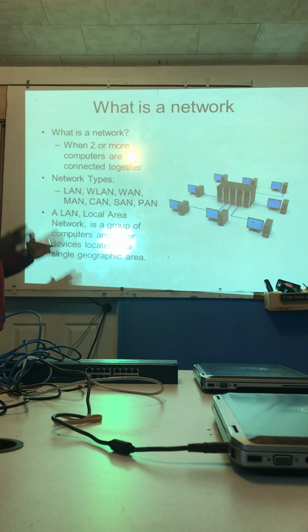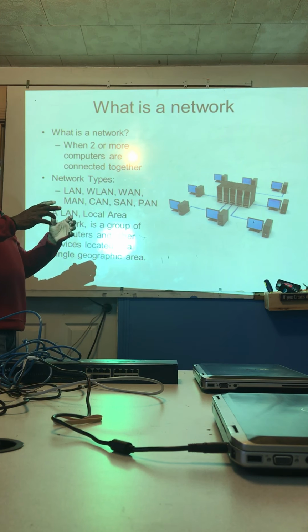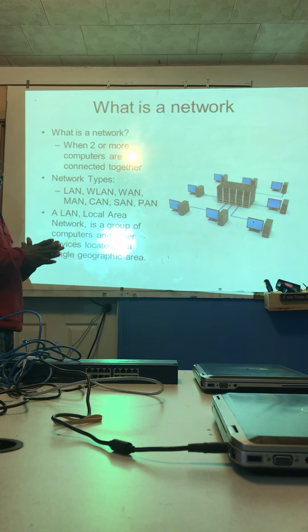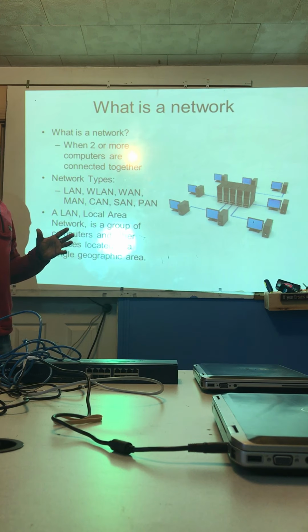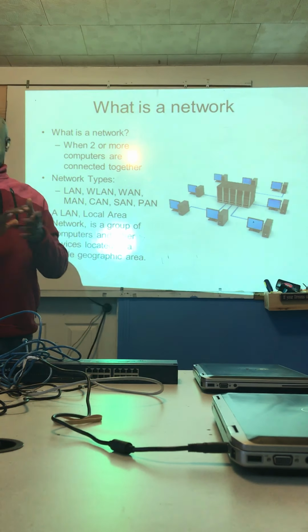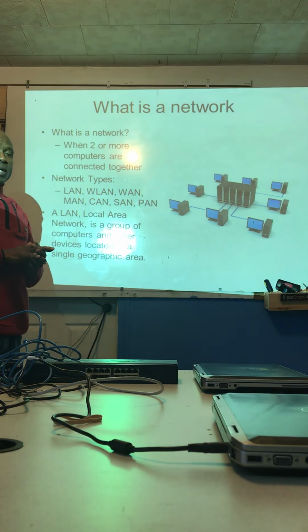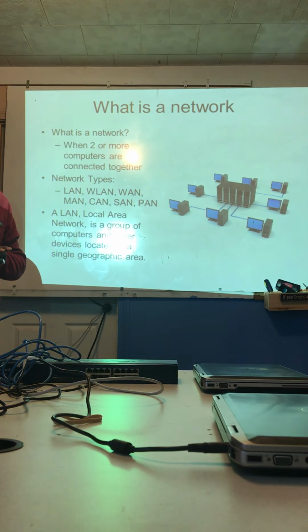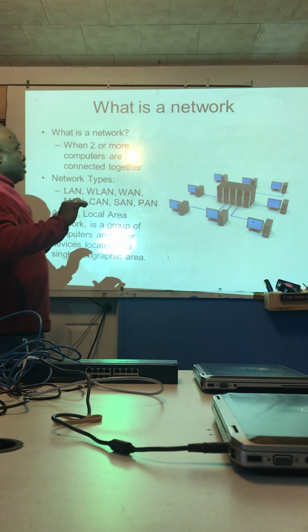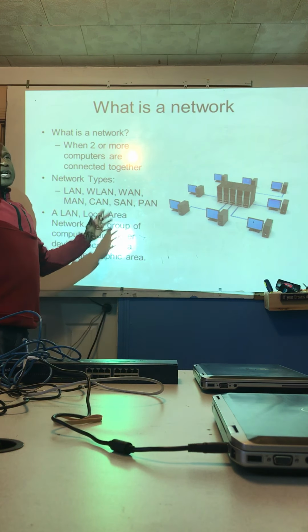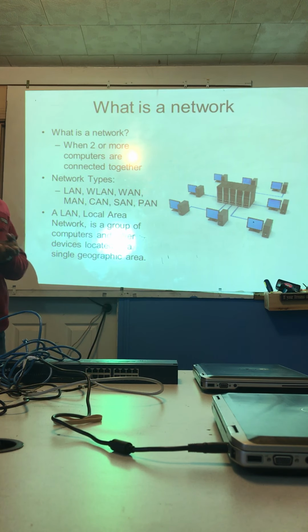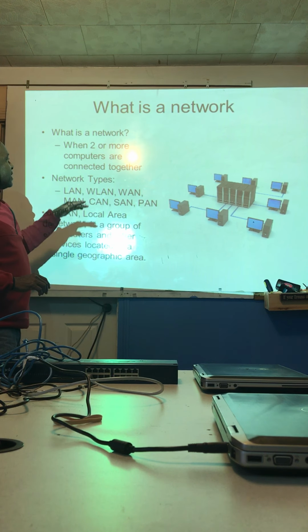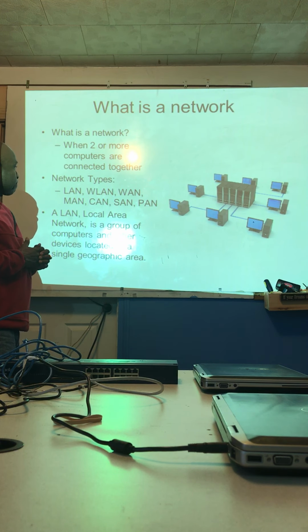So the operation of the business can be global, can be larger than having only one location. For a business that has locations everywhere in the city, they will have a metropolitan area network. For a business that has locations everywhere in the state or everywhere in the country, this type of business needs a wide area network.